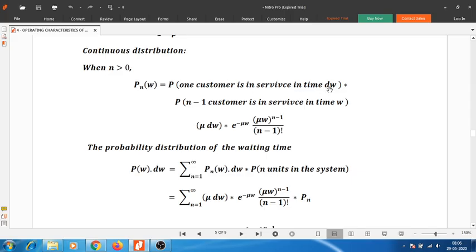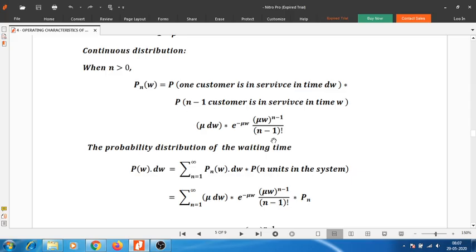Now, one customer's service rate, what is it? Mu into DW. Now n minus 1 customers waiting. So these n minus 1 customers are expected to arrive into the service station, so that it has an arrival process with respect to the service platform. You remember that point. Arrival, departure. Right now I am talking about departure from the queue. They are arrivals into the service station.